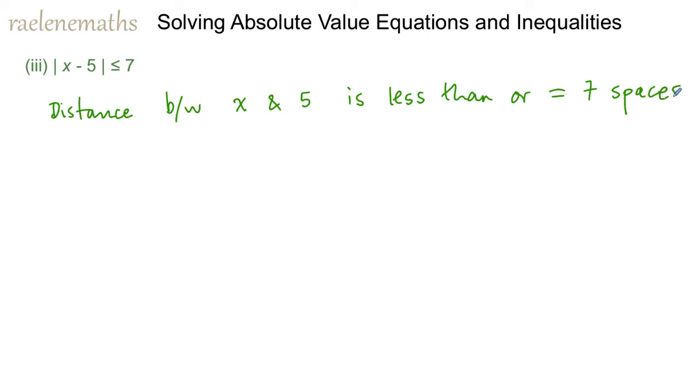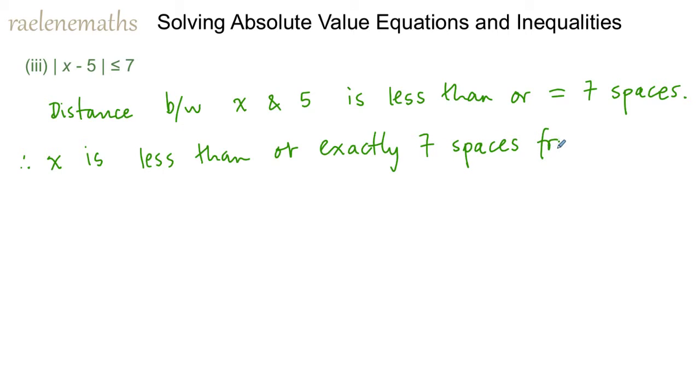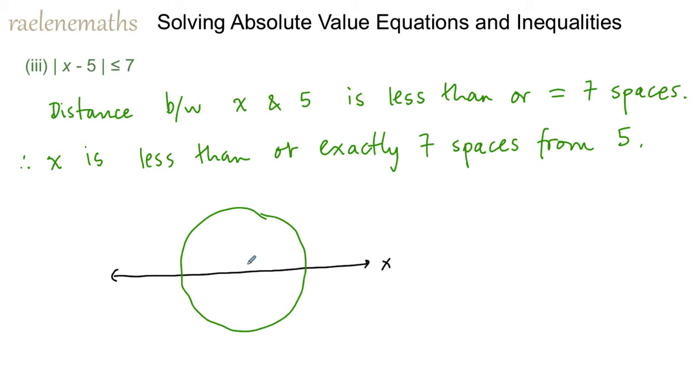And from the point of view of x, this means that, therefore, x is less than or exactly 7 spaces from the center of 5. So on our number line, which is the x-axis, we are going to have a circle, and the radius of that circle is going to be 7. We have a center at 5, and we could go exactly 7 spaces to the left or to the right of the center along the x-axis.